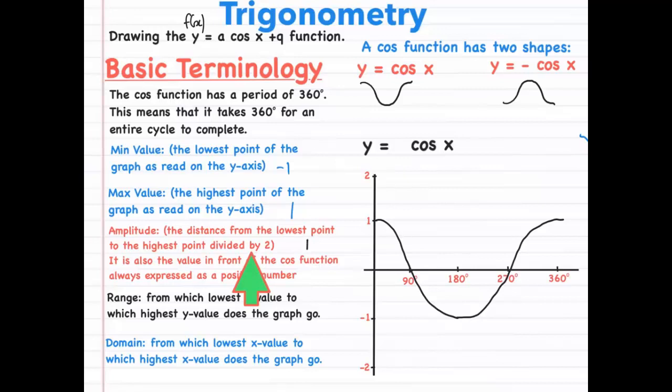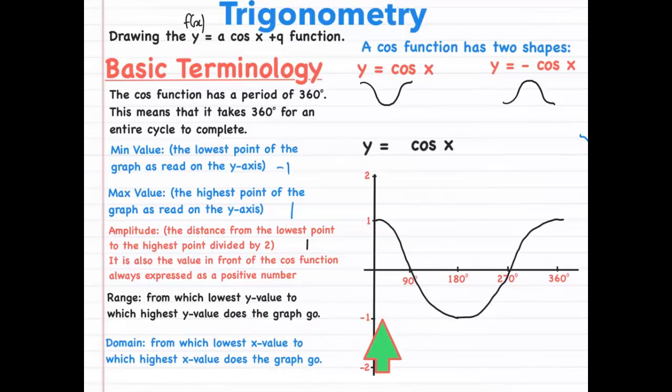Okay, and we can also get it in another way. It's also the value in front of the cosine function as expressed as a positive number. Always expressed as a positive. Don't forget that. So what is the value here in front of the cosine function? It's a 1, and therefore we can write the amplitude is a 1. Okay, and if it was -1, we will still write that the amplitude is a 1. We always express the amplitude as a positive value. Then what is the range? From which lowest y value to which highest y value does the graph go?